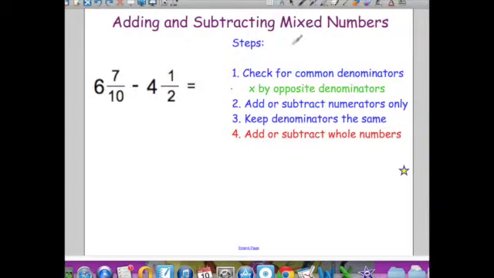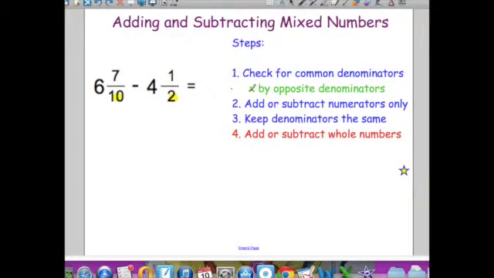So first of all, again, we are going to check for common denominators. We have a 2, we have a 10. Those are not common denominators. So what I like to do is actually pretend like my 6 and my 4 aren't even there to start out with. We're just going to be focusing on the fractions of 7 tenths and 1/2. We're going to subtract those. Then we'll come back and pay attention to our whole numbers.